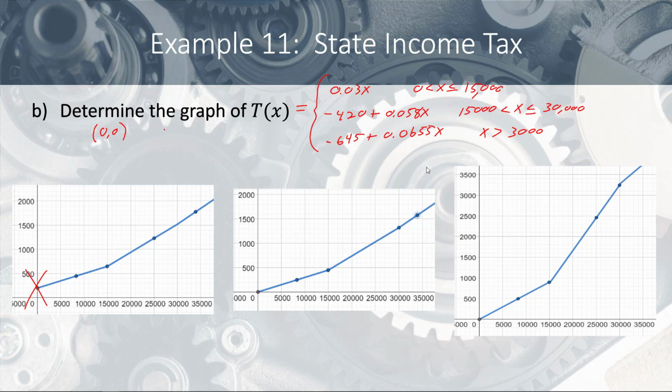Well, we can look at the tax when income is 15,000. If our income is $15,000, then our tax is going to be equal to 0.03 times 15,000, which, by the way, is $450. Which means we have one point, which is (15,000, $450).